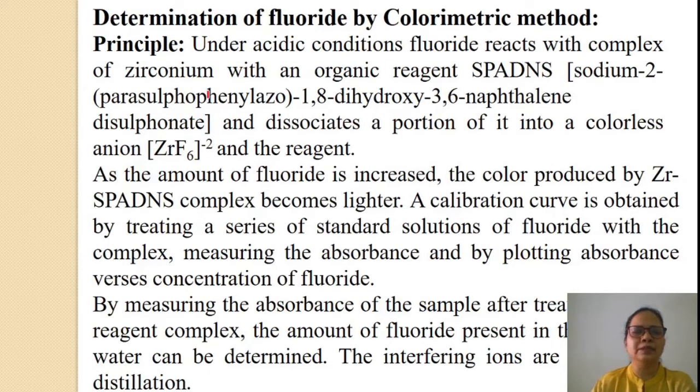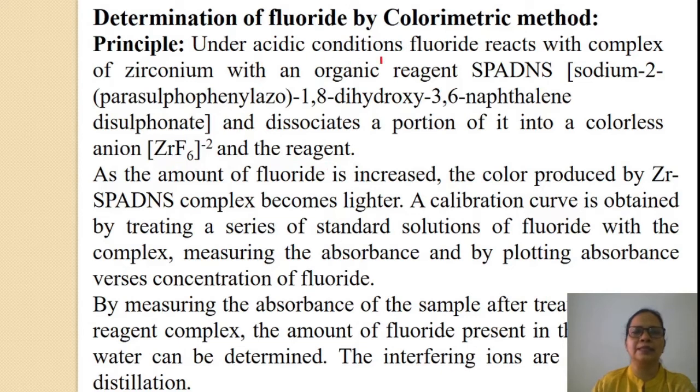The next determination experiment is the determination of fluoride by colorimetric method. Principle. Under acidic conditions, fluoride reacts with complex of zirconium with an organic reagent called SPADNS. SPADNS, the full form is sodium 2-(parasulfophenylazo)-1,8-dihydroxy-3,6-naphthalene disulfonate. Let us remember it as SPADNS reagent, and dissociates a portion of it into a colorless anion, that is ZrF6 2- and the reagent. Zr is for zirconium.